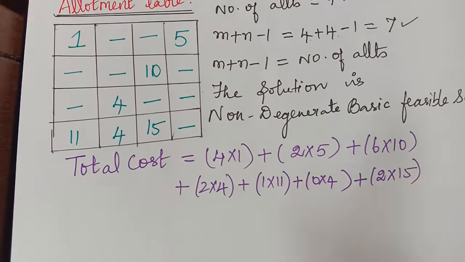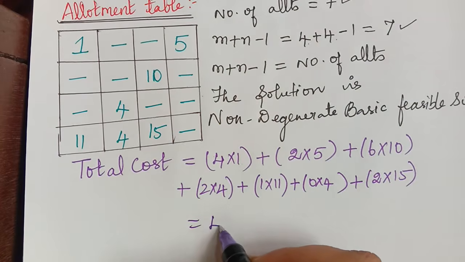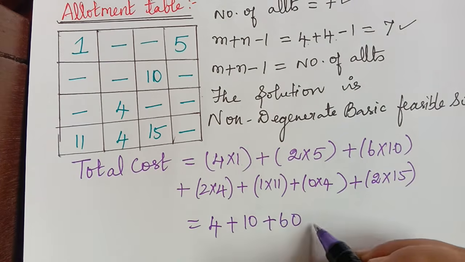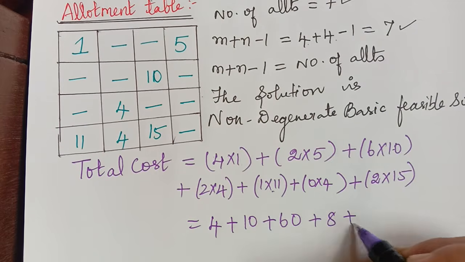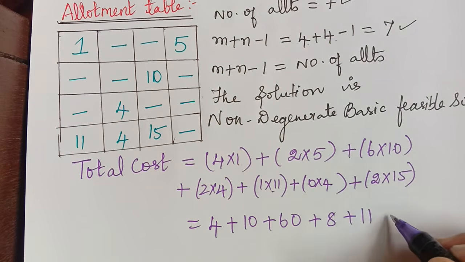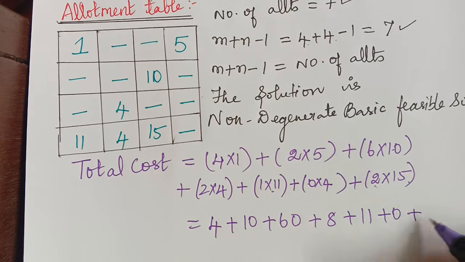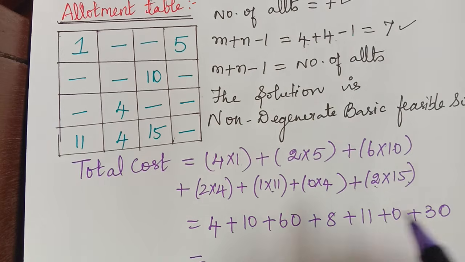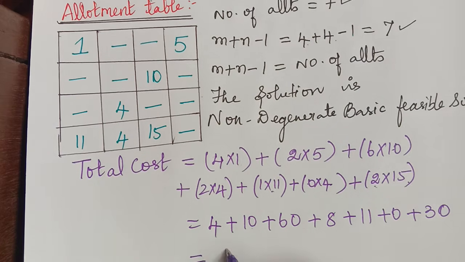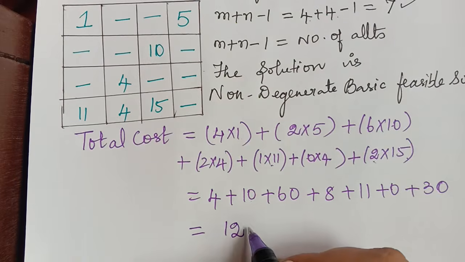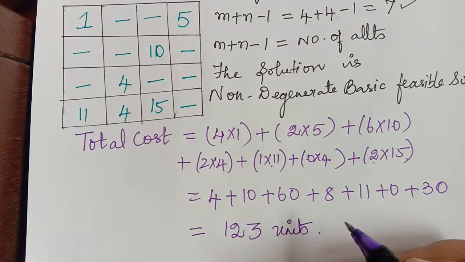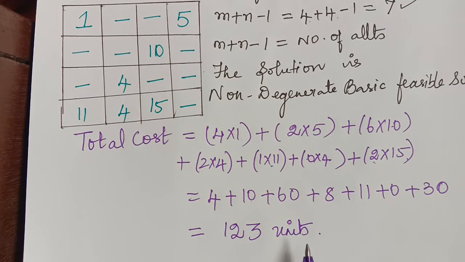So that is equal to, let us simplify this, 4 plus 10 plus 60 plus 8 plus 11, and 0 multiplied with 4 is 0, plus 2 multiplied with 15 is 30. So when we add up all this, it will be 123. So 123 units. Hope you have understood this row minima method.